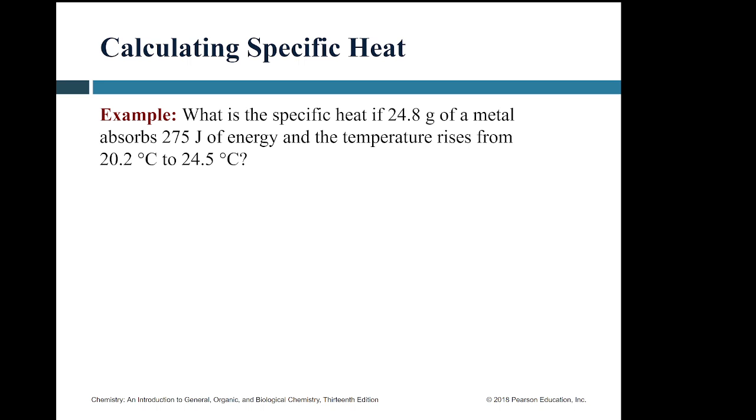So what is the specific heat of 24.8 grams of metal? It absorbs 275 joules of energy, and the temperature rises from 20.2 degrees Celsius to 24.5 degrees Celsius. Okay, so we're going to try to get specific heat, right? All right, so what is a specific heat? It is heat divided by mass. It's heat, and so our heat is what? That right there, right? Okay. And so we're going to get that number, 275 joules, divide by, and then you said mass, and mass is what for units? It's in grams. So that's that number right there.